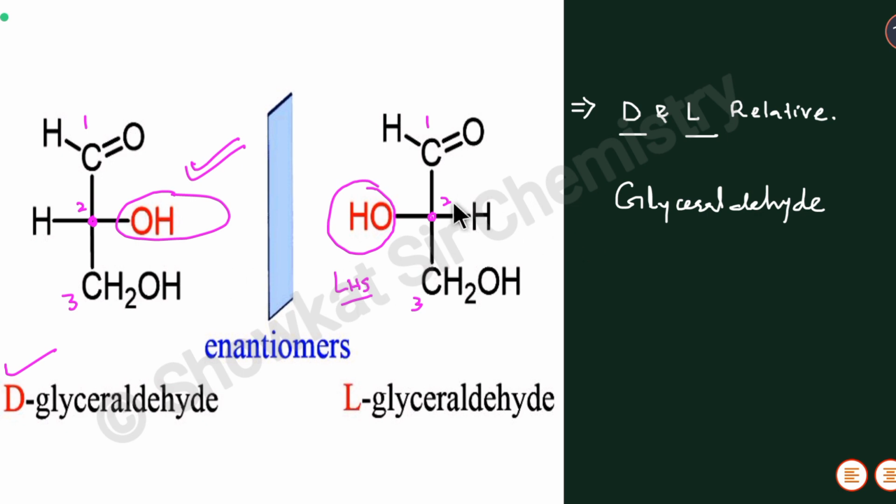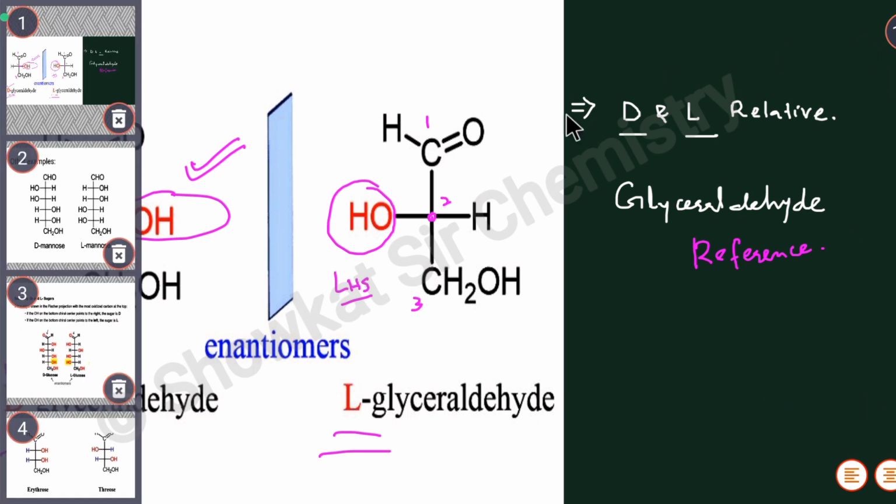This is actually the Fischer projection in which we have shown this. When OH is on the left side, this is your L. So this is the nomenclature given. D is that glyceraldehyde in which the OH group on the last chiral carbon is on the right hand side, and if it is on the left hand side, it is known as L. Now you have to compare all other sugars, all other molecules, all other amino acids with this glyceraldehyde. Glyceraldehyde is used as a reference. This is the reference molecule, the reference compound with which we will compare all other molecules, right?